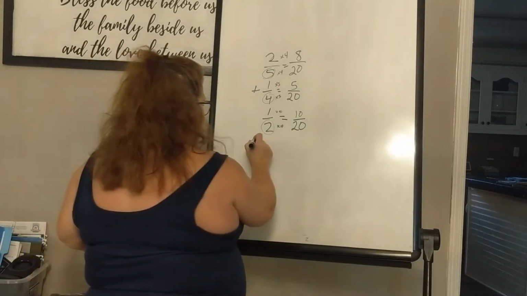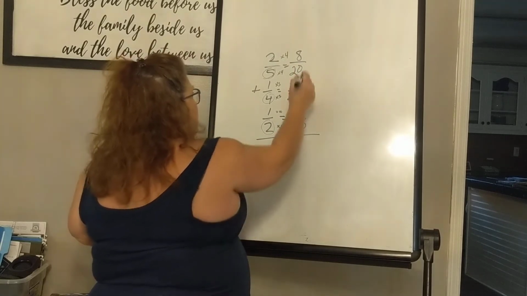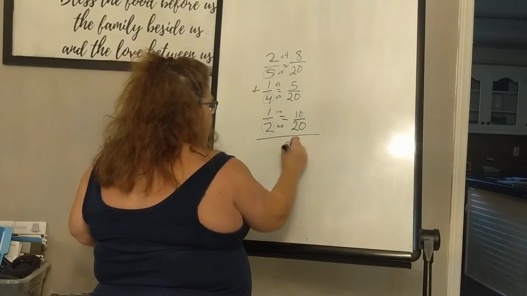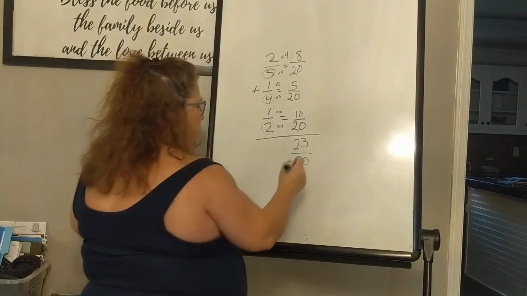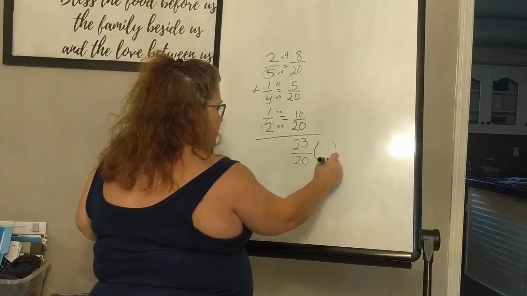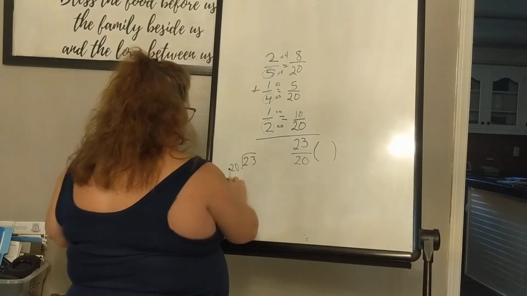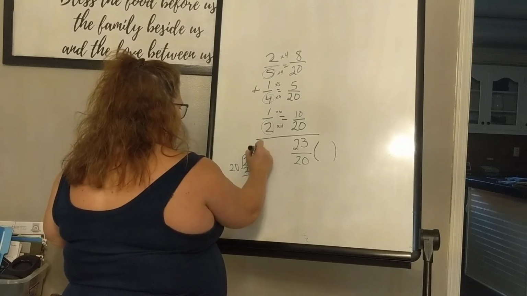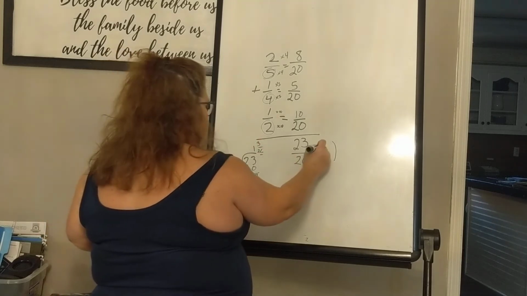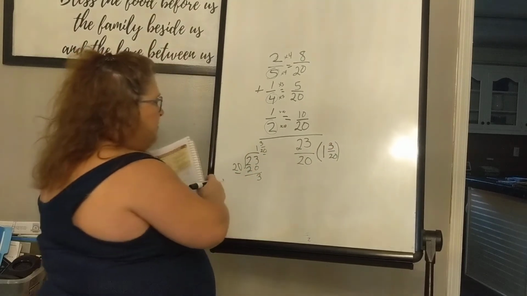So now we're ready to add our fractions. Have to have common denominators in order to add our fractions. So 8 plus 5 is 13, plus 10 is 23. Our denominator stays exactly the same. 23 20ths. But that is improper, so I'm going to have to turn that into a whole or mixed number. It's definitely going to be a mixed number. 20 will go into 23 one time. 1 times 20 is 20. 3 minus 0 is 3. So 3 is our numerator and 20 is our denominator. So it's 1 and 3 20ths. Okay? So that is our answer.